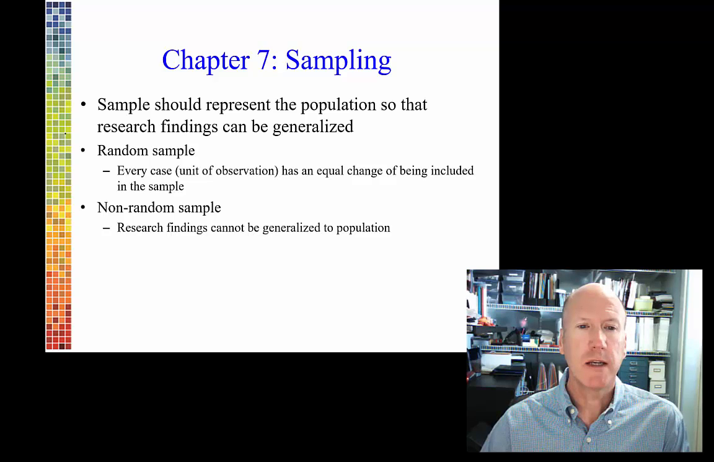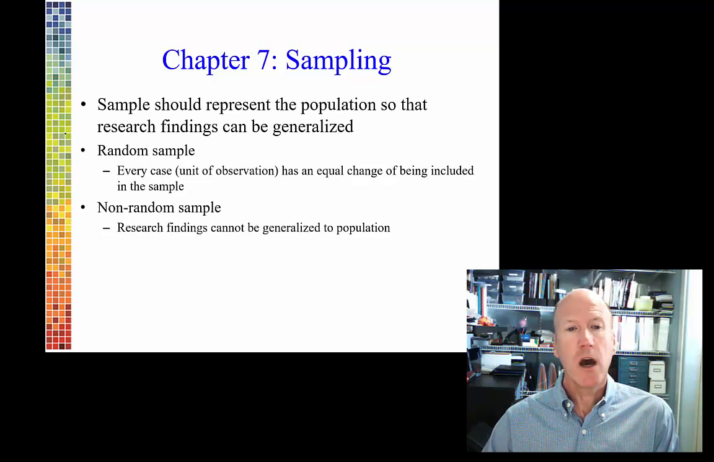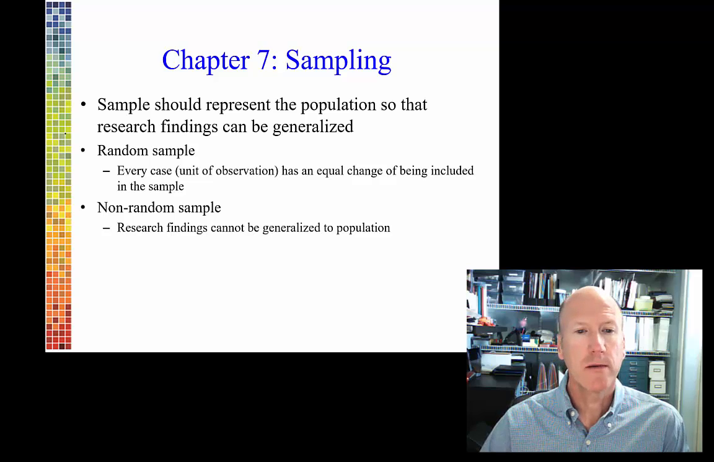There are two different sampling techniques that we'll be reading about in Chapter 7. One is random sampling. And in this type of sampling, every case or unit of observation, many times this is an individual in social scientific research, has an equal chance of being included in the sample. Non-random sampling techniques are just that, they're not random. And don't think that random means haphazard, it means a systematic process of selection. So non-random samplings are primarily based on convenience, and you'll read more about those techniques in Chapter 7.